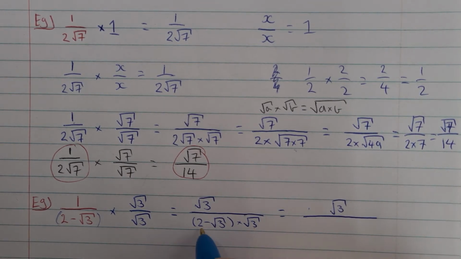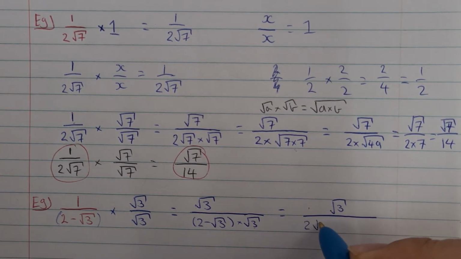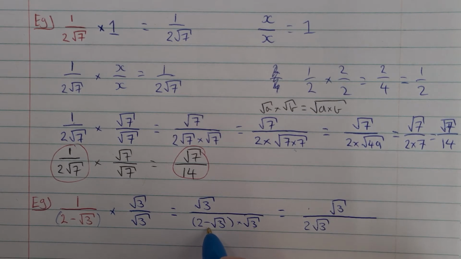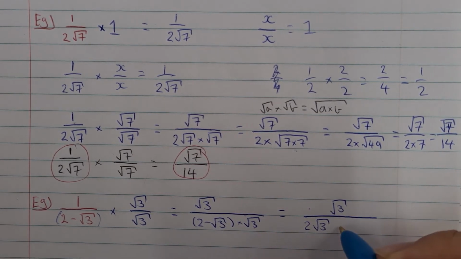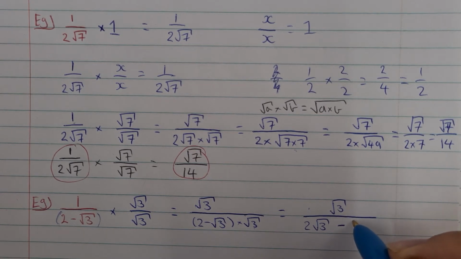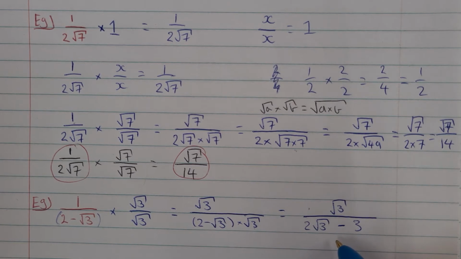So root 3 times 2, we get 2 root 3. Then negative root 3 times root 3, we're going to end up with minus 3 there. And now this hasn't really changed much for us. We've still got a surd on the bottom. We've still got this root 3 on the bottom, and the two numbers are still separated by this minus sign. So in this case, multiplying by root 3 didn't help us.